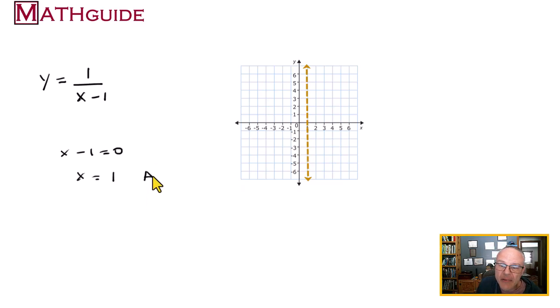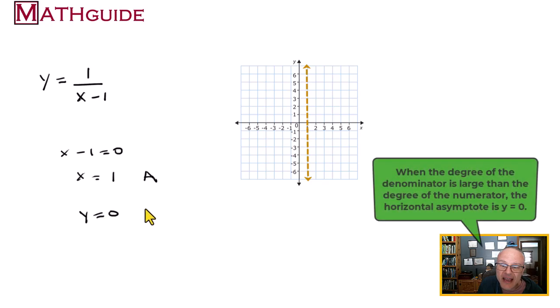Now, let's talk about another asymptote. Well, if the degree of the bottom is larger than the degree of the numerator, and that's what you have here, this is degree 0 in the top, and the bottom is degree 1. Anytime the bottom has a greater degree, there's also another asymptote, and the asymptote is at y equals 0.